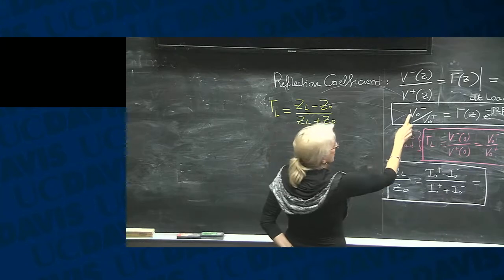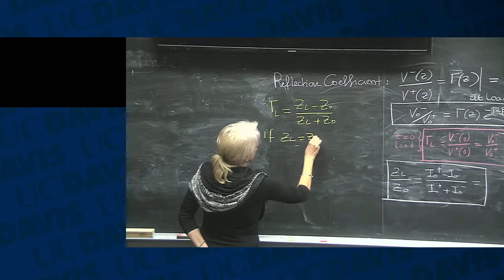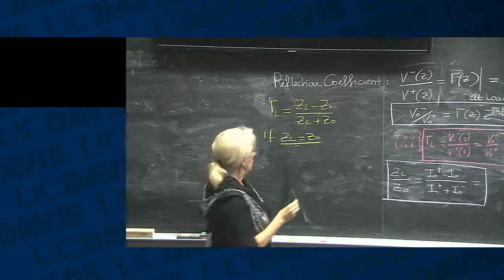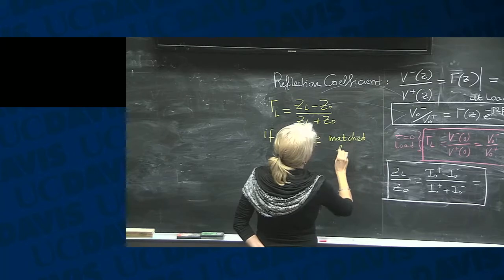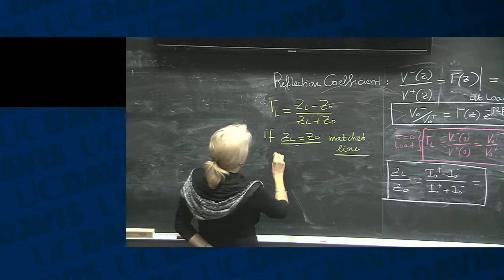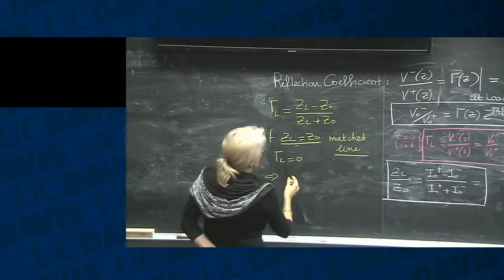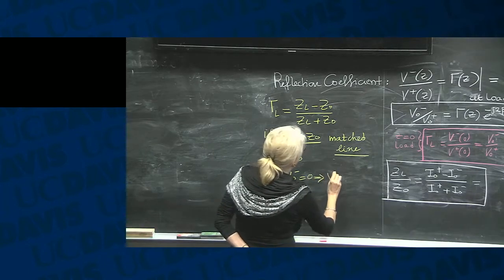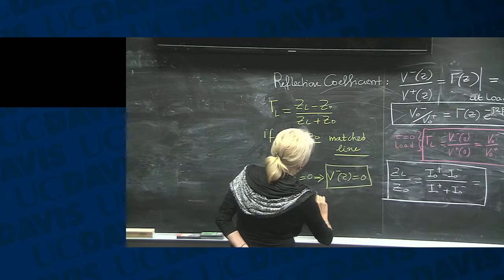All right? From this relationship, if ZL equals Z naught, the line, therefore, is matched, we call it a matched line. That implies that gamma L is 0, which implies that V naught minus is 0, which implies that V minus of Z is 0. No reflection, no reflected wave.